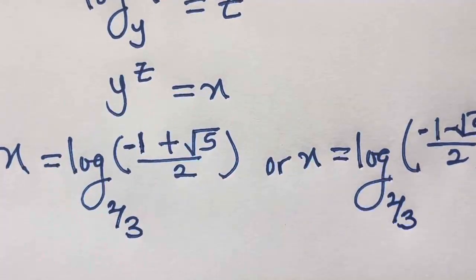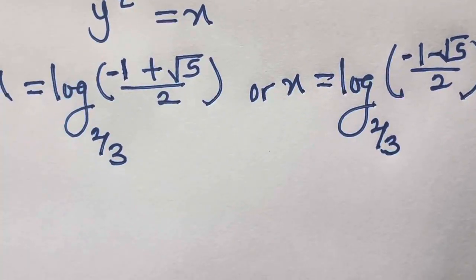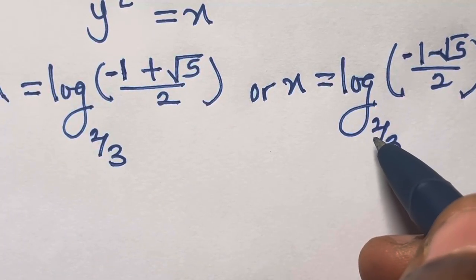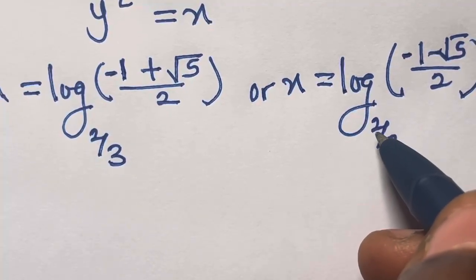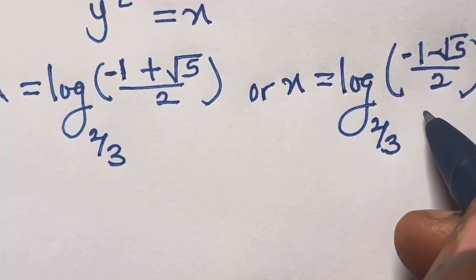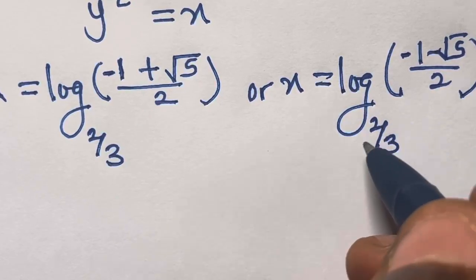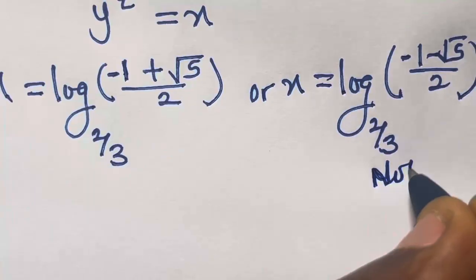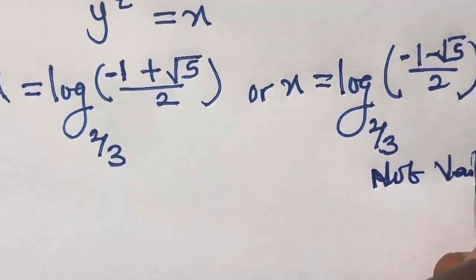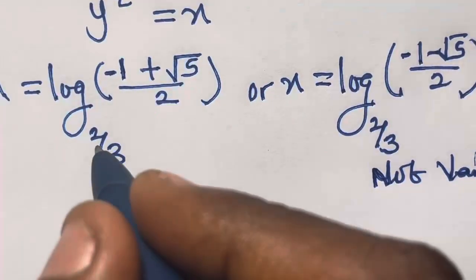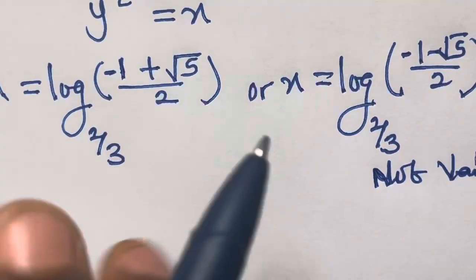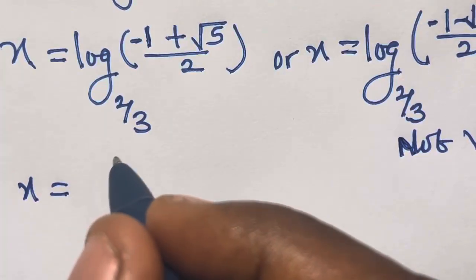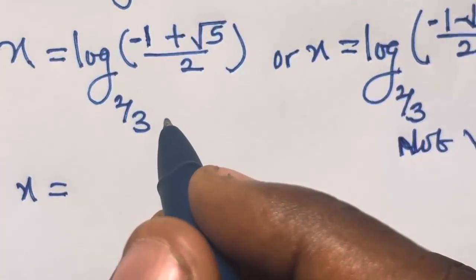But we have to note something here. Looking at this, you know that this x is not valid, because this will be a negative value, right? So this is not valid. That means we have to move on with the other one. So we have x equals log of (-1 + √5)/2 in base 2/3.